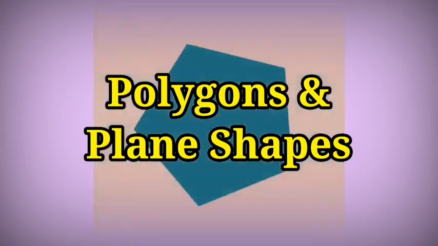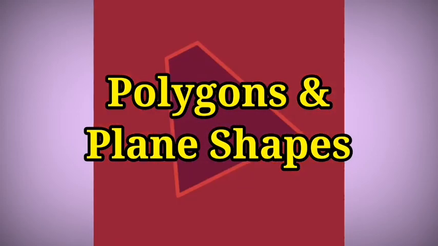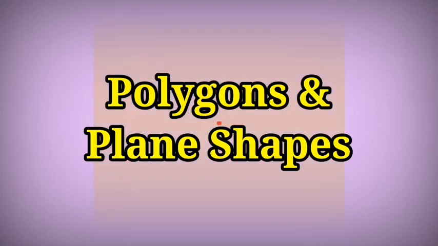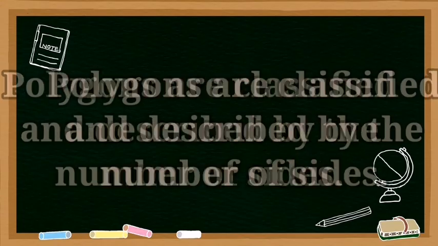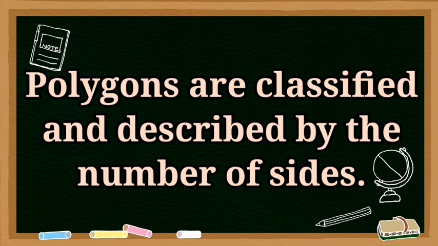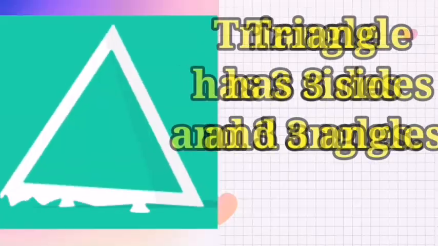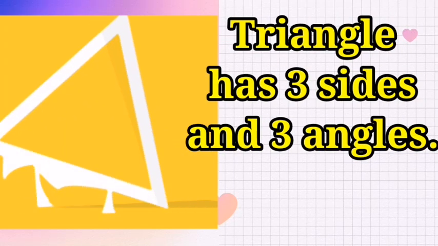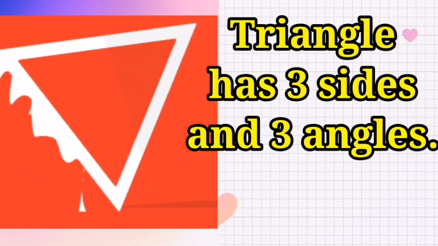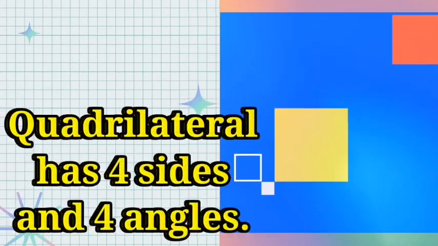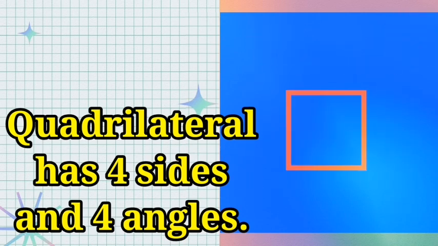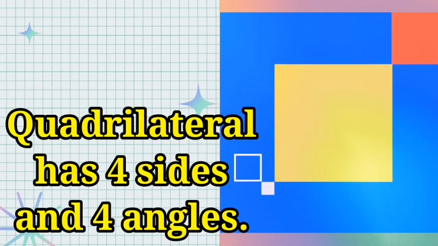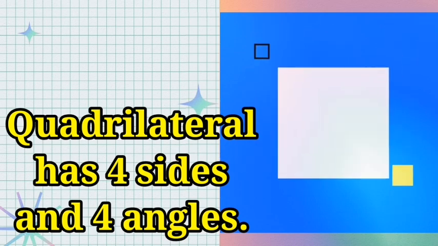Now, let's review polygons and plane shapes. Always remember that polygons are plane shapes or 2D shapes. We have learned that polygons are classified and described by the number of sides. A polygon that has 3 sides and 3 angles is a triangle. Quadrilateral is a polygon that has 4 sides and 4 angles. Square and rectangle are examples of quadrilateral.